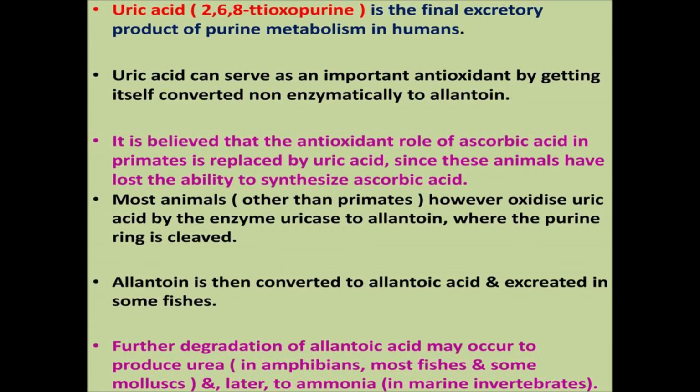Most animals other than primates, however, oxidize uric acid by the enzyme uricase to allantoin, where the purine ring is cleaved. Allantoin is then converted to allantoic acid and excreted in some fishes. Further degradation of allantoic acid may occur to produce urea in amphibians, most fishes and some mollusks, and later to ammonia in marine invertebrates. Dear students, next step is to make pyrimidines, or biosynthesis of pyrimidines.